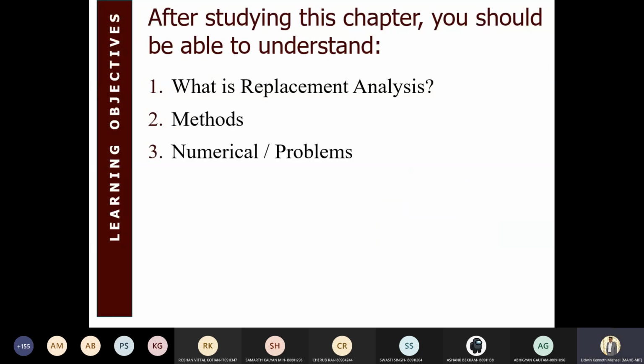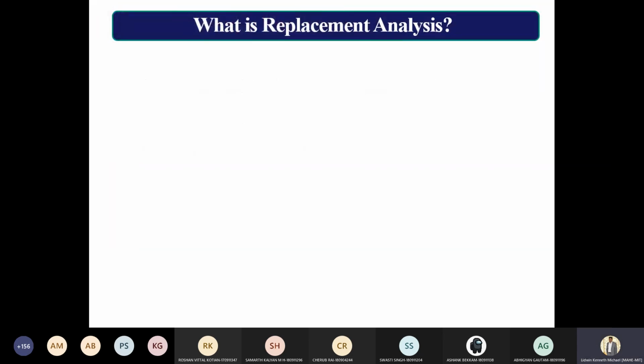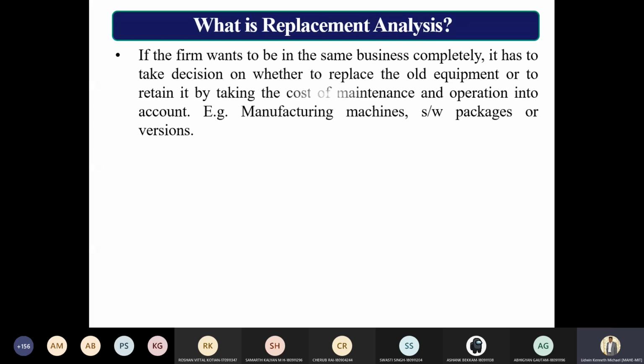So what is replacement analysis? Methods, numericals, or problems will be discussed in this topic. So basically, it says that if a firm wants to be in the same business completely, it has to take a decision whether to replace the old equipment or existing equipment, or to retain by taking the cost of maintenance and operation into account. So example is manufacturing machines, software packages, or even versions.